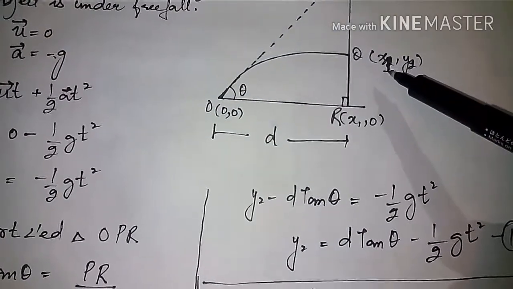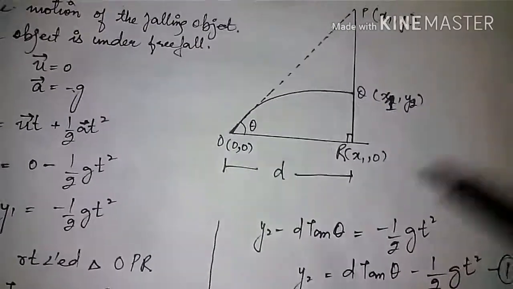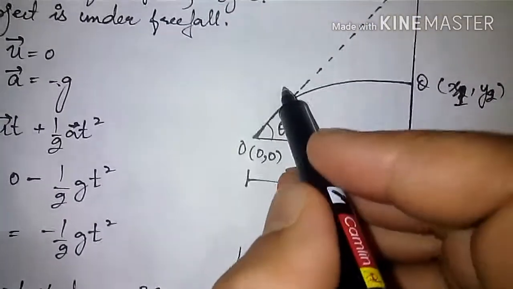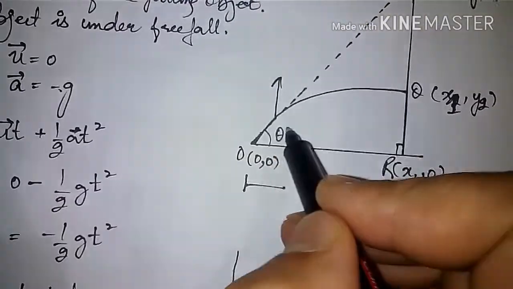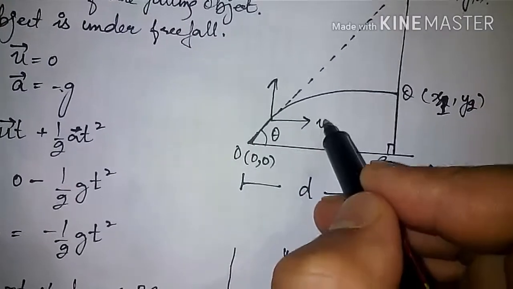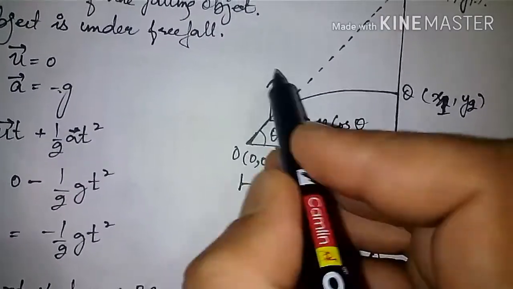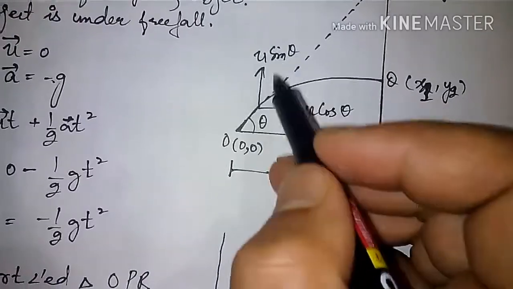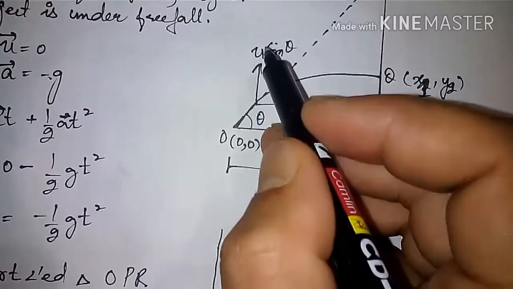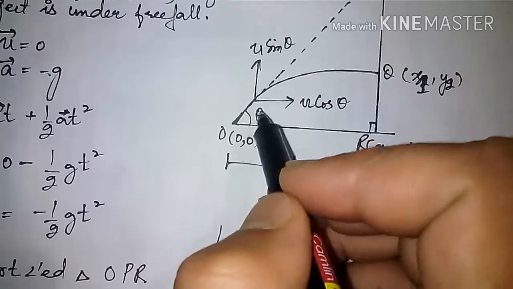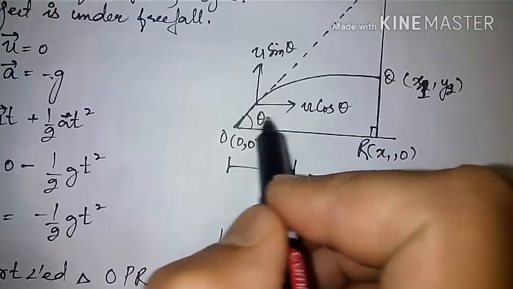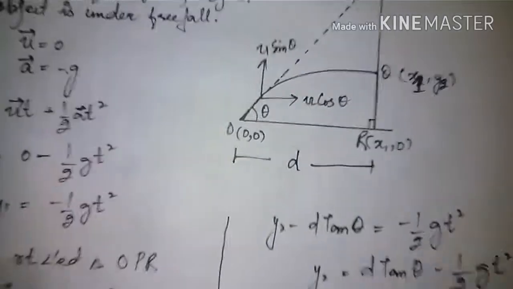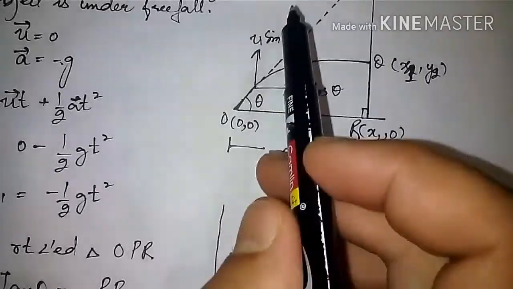The initial velocity is divided into two components. All right, let me show you that. This is the vertical component and this is the horizontal component. You call these u cos theta and u sine theta. u sine theta is the initial velocity in the vertical direction, and u cos theta is the initial velocity along the horizontal direction, that's along the x-axis and along the y-axis.